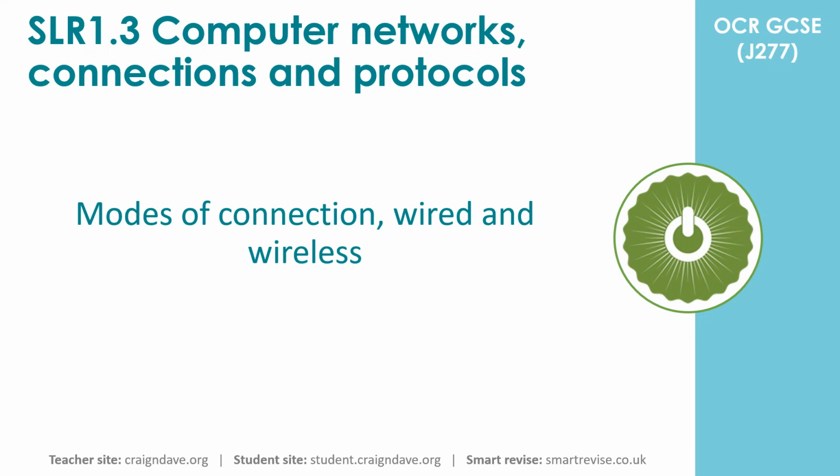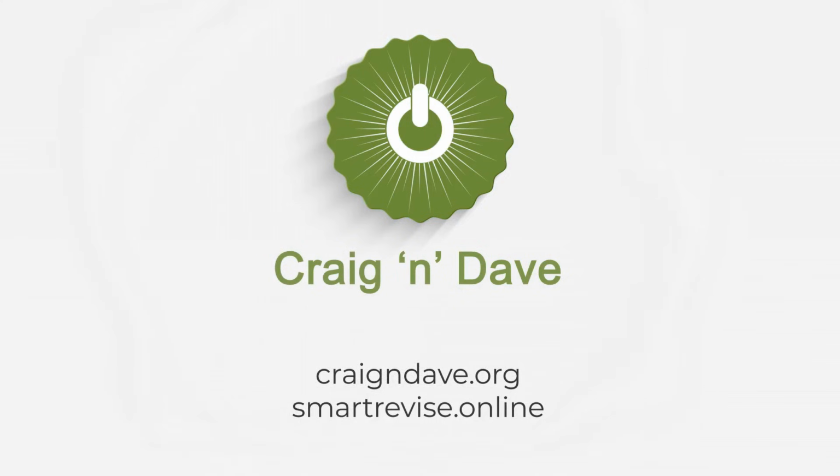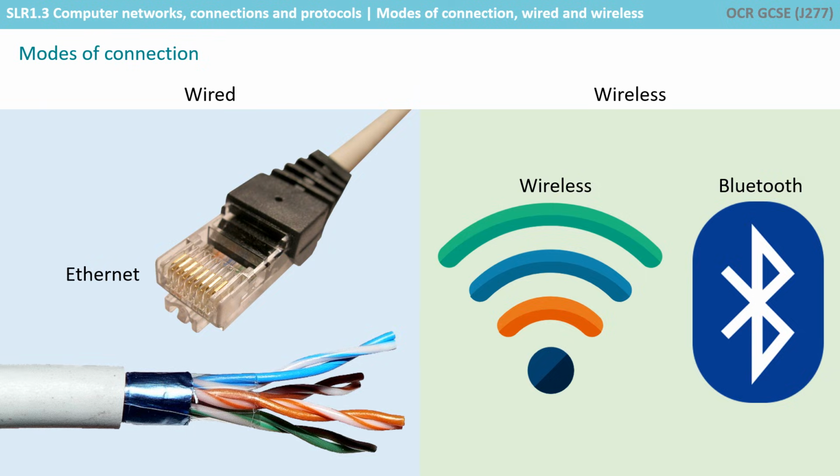In this video, we explore the various modes of connection, wired and wireless, and discuss the advantages and disadvantages of each. There exists a huge range of modes by which you can connect devices together. At GCSE level, you need to be aware of Ethernet, a method of wired connections, alongside wireless and Bluetooth, methods of wireless connection.